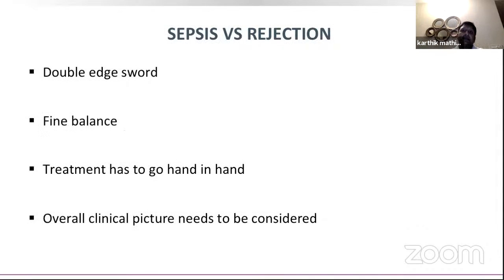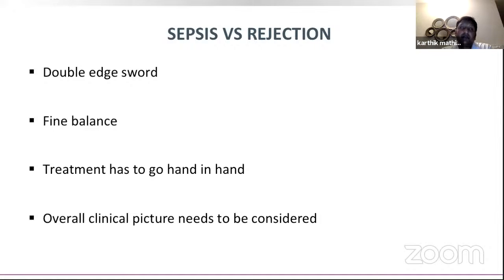And the other tricky one, the last part which we're going to talk about, is sepsis versus rejection. It's always a double-edged sword. This is the most difficult part of post-transplant management. It needs a fine balance whenever you have sepsis and rejection, because you need to treat both hand in hand. You cannot neglect rejection, you cannot neglect sepsis. If you neglect any of these, it will be detrimental to the patient. The overall clinical picture needs to be considered whenever you treat sepsis and rejection.